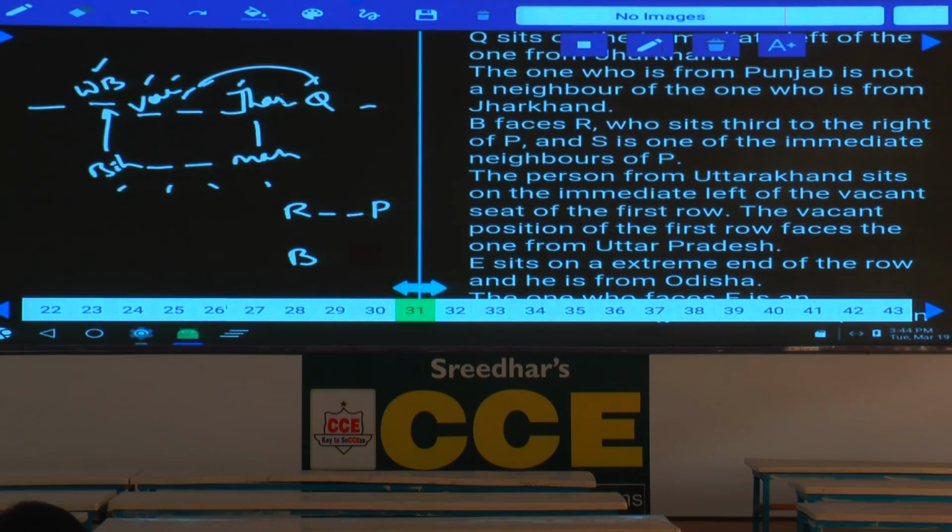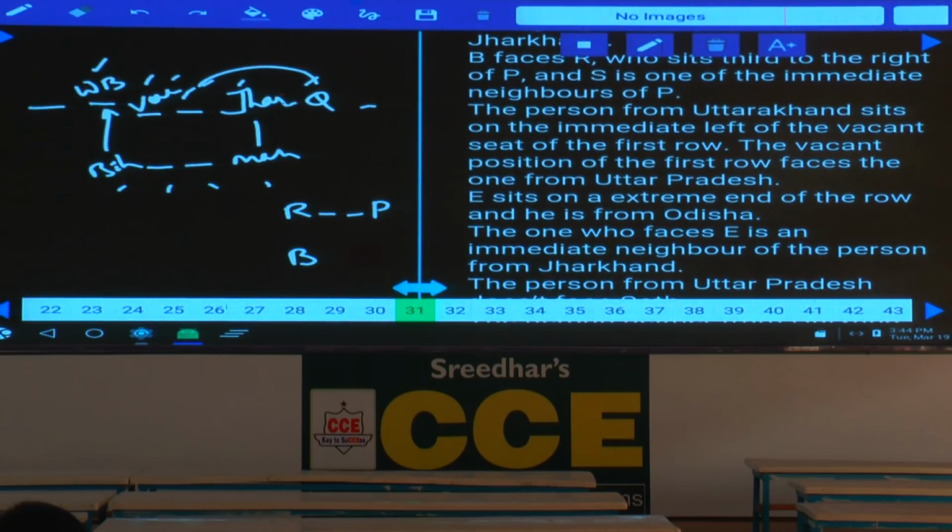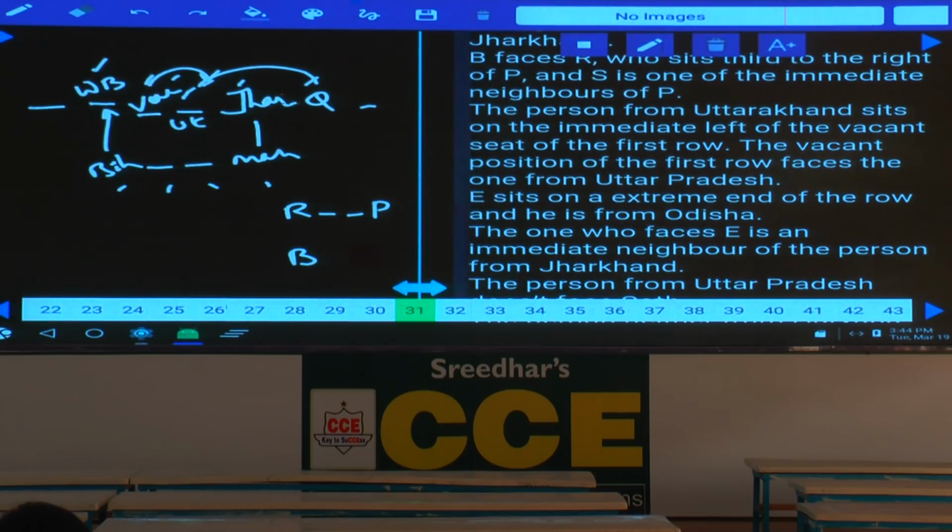Next one. The person from Uttarakhand sits on the immediate left of the vacant seat of the first row. Uttarakhand is to the immediate left of the vacant seat, and this must be Uttarakhand. And this Uttarakhand and Jharkhand are adjacent to each other. And next one, the vacant position of the first row faces the one from Uttarakhand. Vacant position of the first row faces what? Uttar Pradesh. Isn't it? Hence, Bihar and Uttar Pradesh must be adjacent to each other.